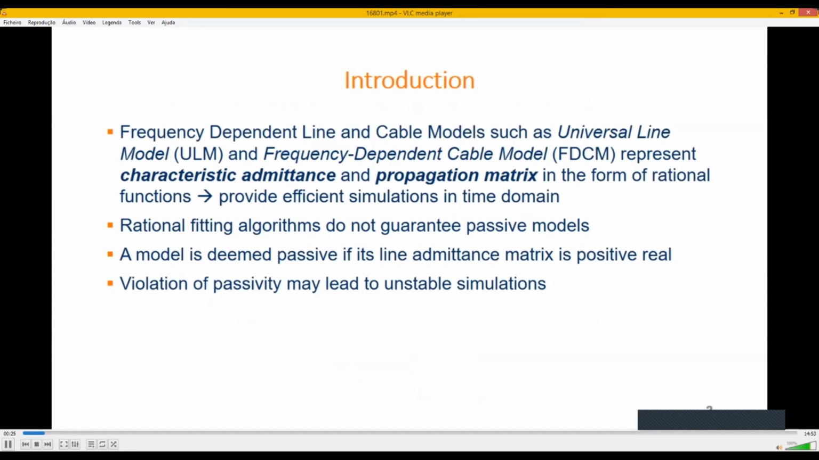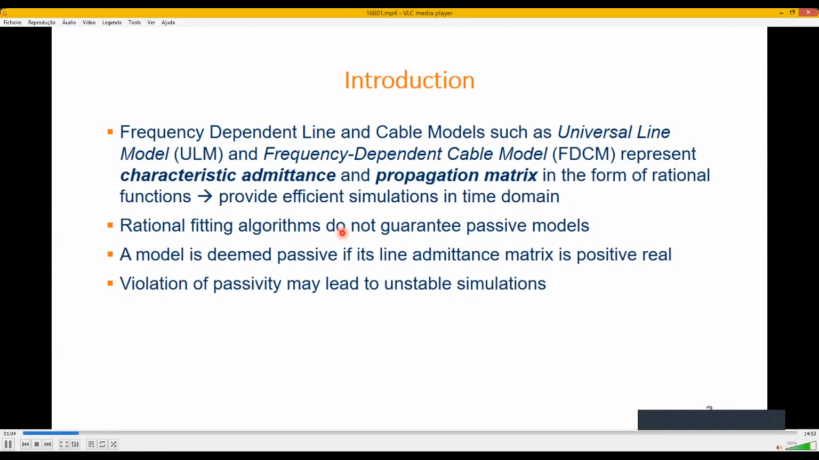First, a brief introduction. Frequency-dependent line and cable models, such as universal line model and frequency-dependent cable model, represent characteristic admittance and propagation matrix functions in the form of rational functions. This provides efficient simulations in time domain through recursive convolution schemes. However, rational fitting algorithms do not guarantee passive models. As of today, there is no method that enforces passivity at the fitting stage.